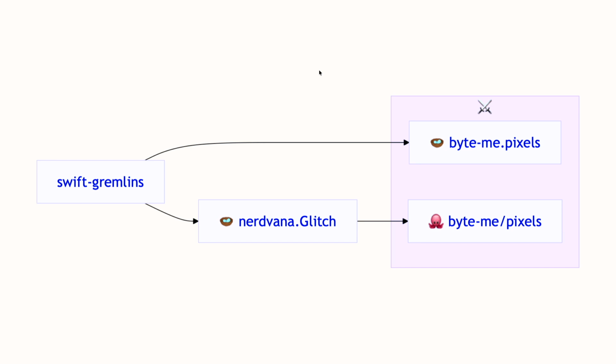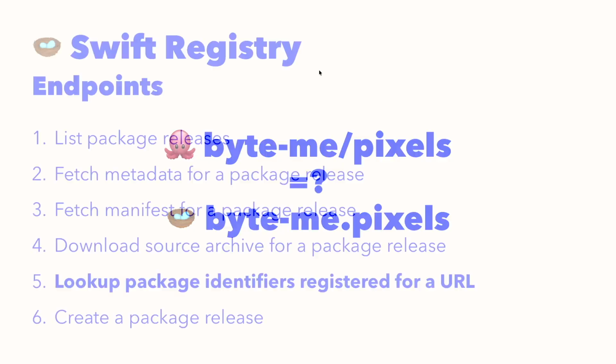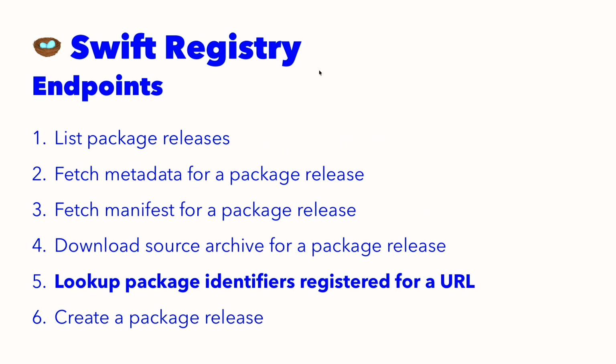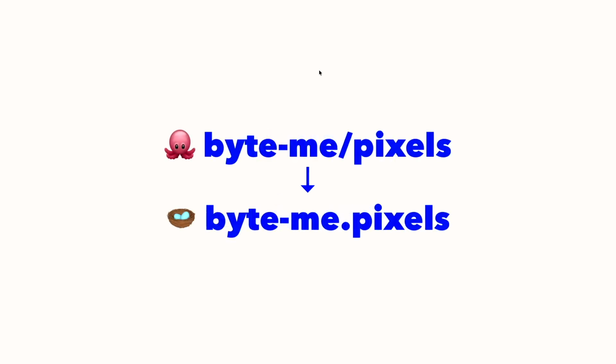But before you figure out what happens on a conflict, we have to understand how it knows it's the same package. Okay, and that's where that fifth endpoint comes in. The lookup package identifier is registered for a URL, which maps a URL, in this case the GitHub URL of the package, to an identifier that belongs in this namespace inside the Swift registry. So byte me/pixels can be mapped to byte me.pixels.